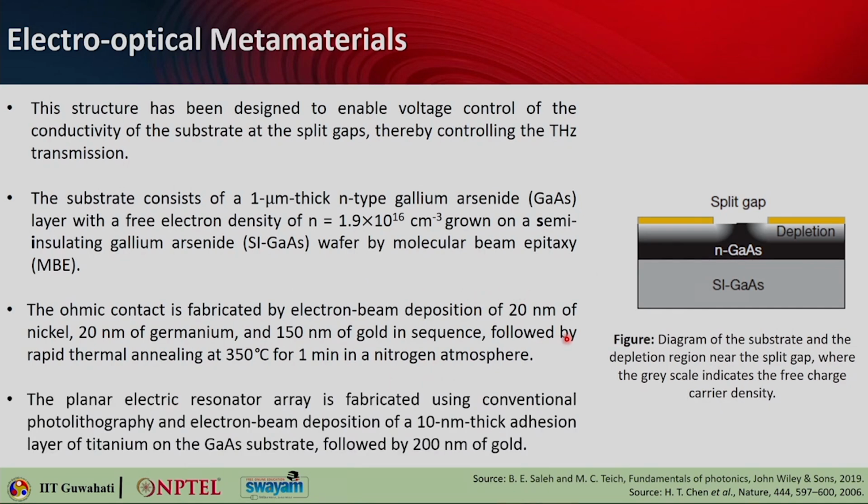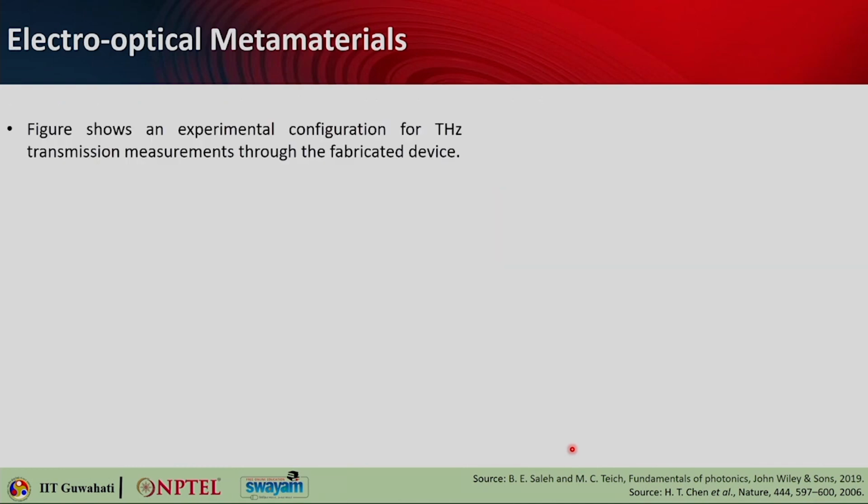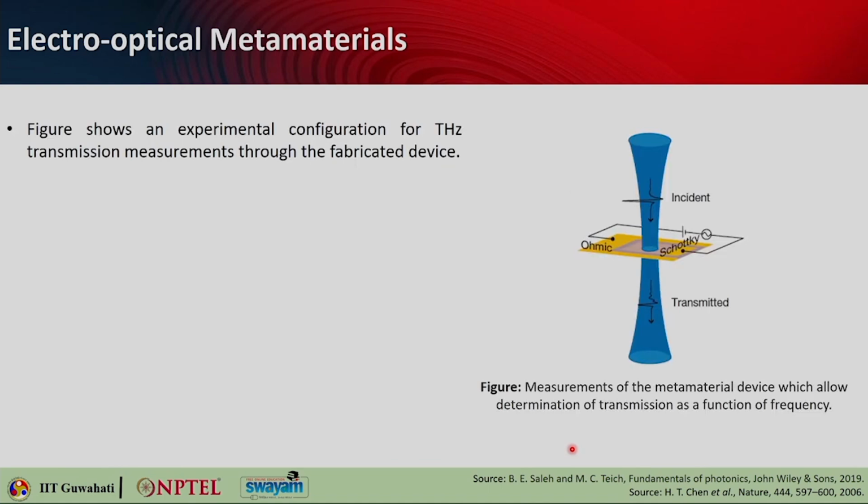The planar electric resonator array is fabricated using conventional photolithography. So, that is how you make those periodic patterns, and then you do electron beam deposition of a 10 nanometer thick adhesion layer of titanium on the gallium arsenide substrate, followed by 200 nanometer of gold. This gold is then patterned using photolithography to give you the desired structure of the metamaterial that you are seeing here. Now, this is the experimental setup.